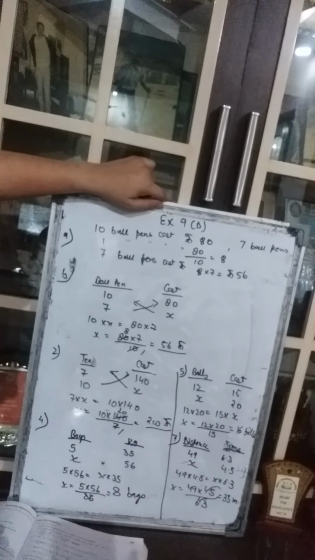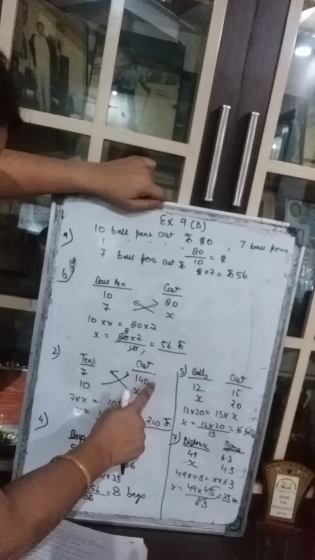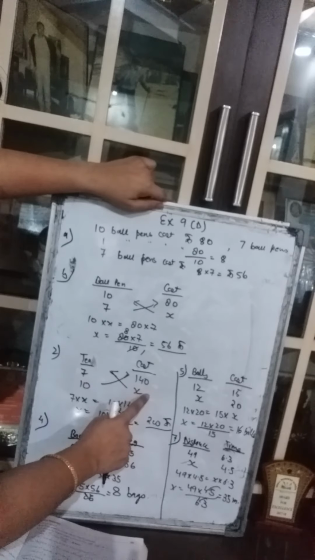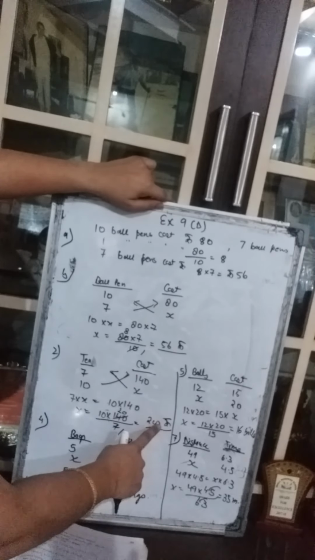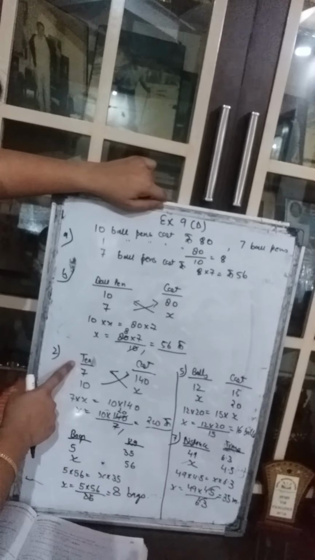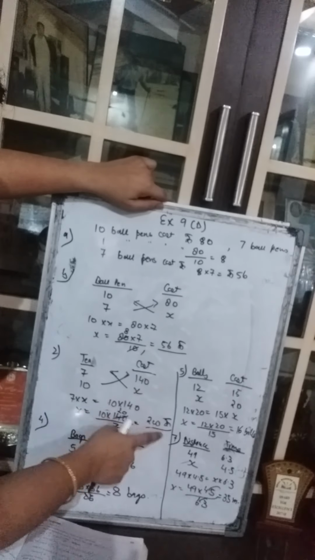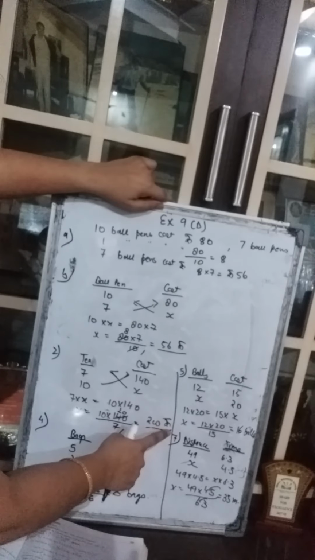This is the answer. While solving, there is no need to write the units. But when you get the answer, then you have to write the unit. 200 is what? Kg? No. 200 is rupees, so you have to write 200 rupees there.